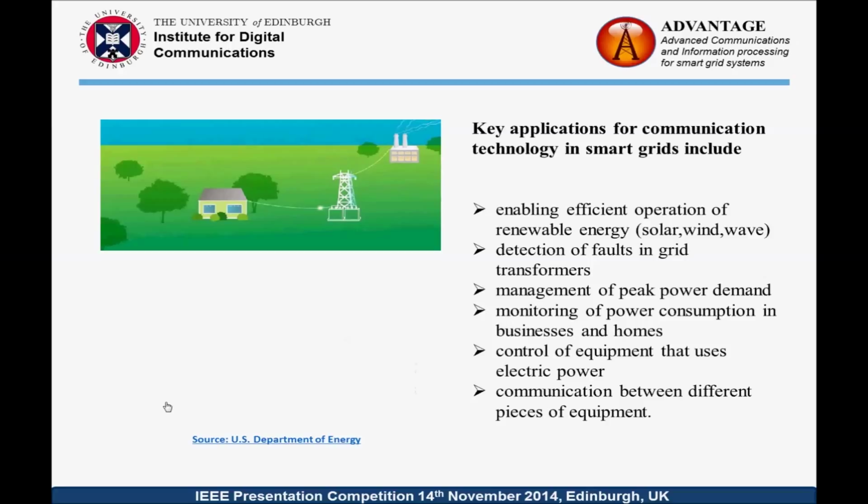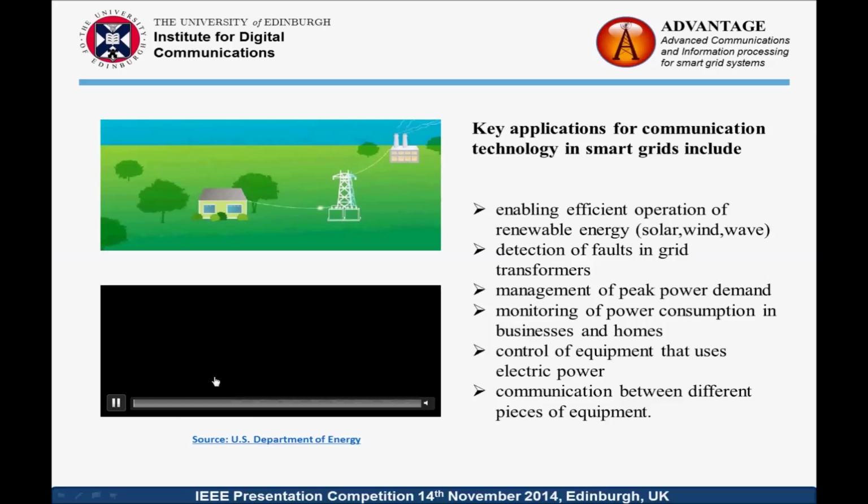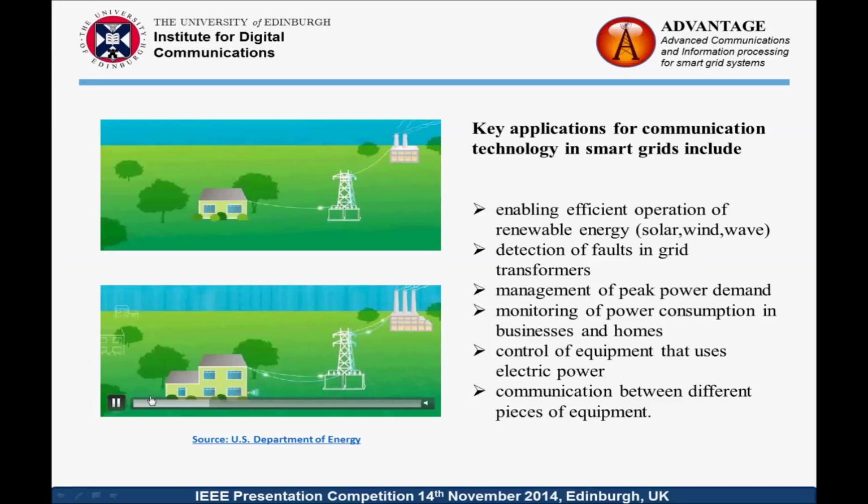At the same time, it allows us to facilitate the integration of new energy resources such as wind, solar, and wave, that maybe it's possible to see here. And the information we collect from the consumer side allows us to predict the amount of energy that we are using, and gives a good prediction for peak demand and how much energy we need.